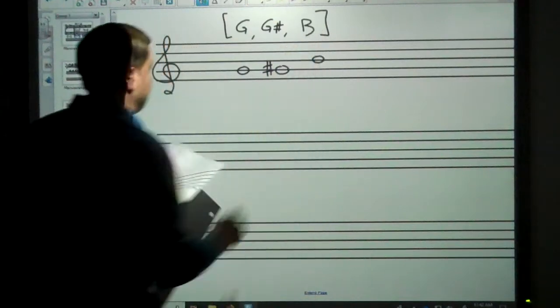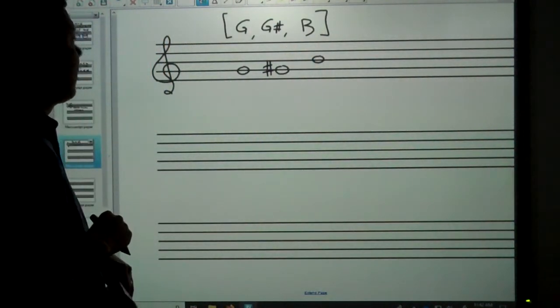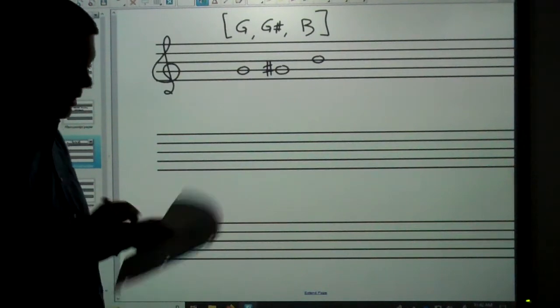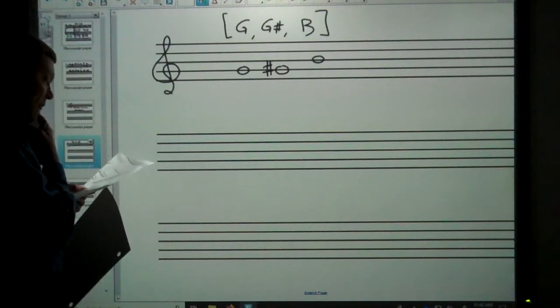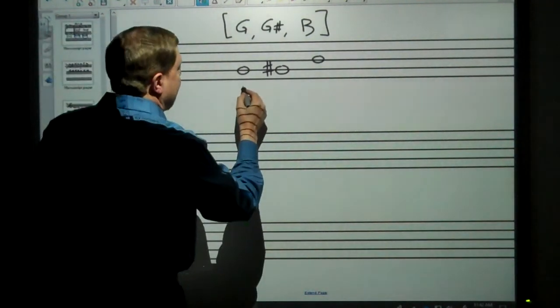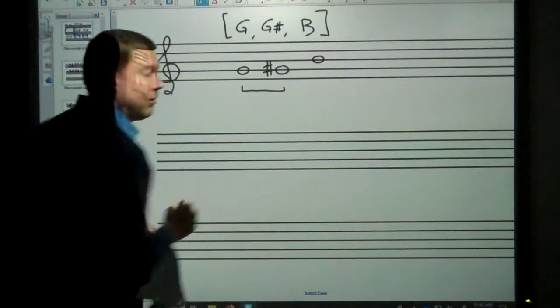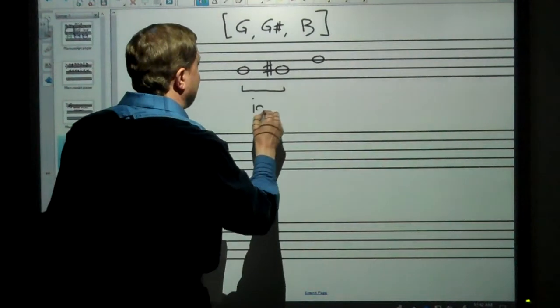Okay, so we know that since there are 3 members in this set, there are going to be a total of 3 interval classes when we're done. So let's go ahead and find what the interval classes are. The interval class between G and G sharp, that's just 1 half step, so that's going to be interval class 1.